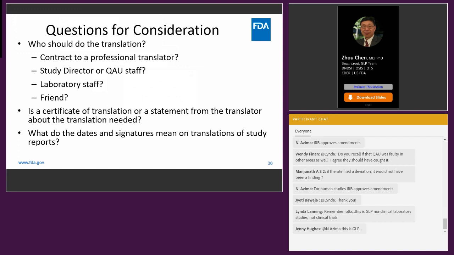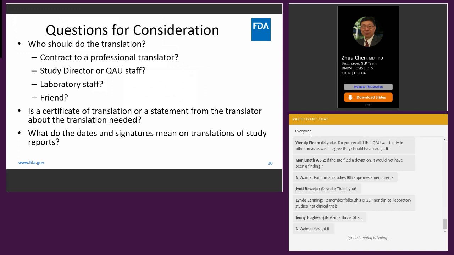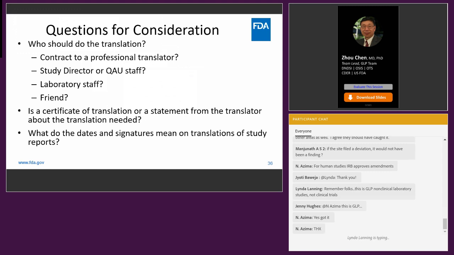Second question, is a certificate of translation or a statement from the translator about the translation needed? So do we need a certificate or statement from the translator for this translated study report? Last question, what do the dates and the signatures mean on the translation of the study reports? And I can give you a few moments to think about this, and I will come back later.